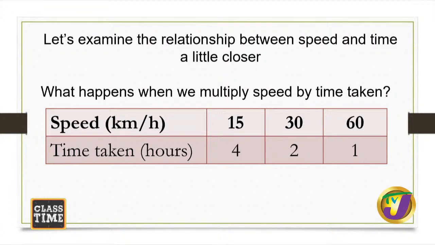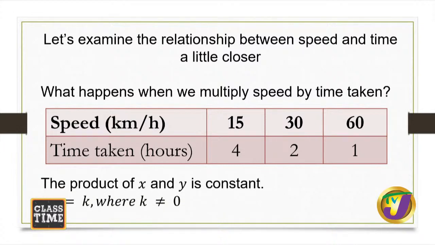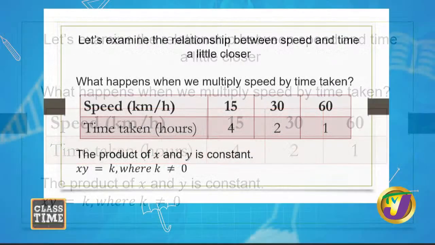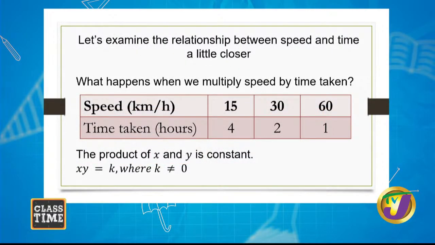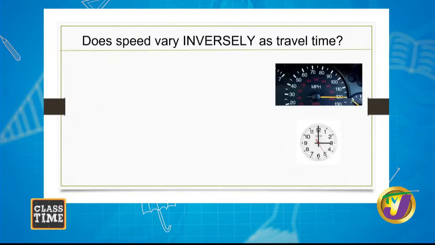We're noticing that our variables, speed and time, we can call them x and y, move in opposite directions. But we're also noticing that when we multiply them, we're getting the same value. So their product remains constant. So x multiplied by y will give you equal to constant k. And k, of course, we said this already, is not equal to zero. In our case, our k value was 60.